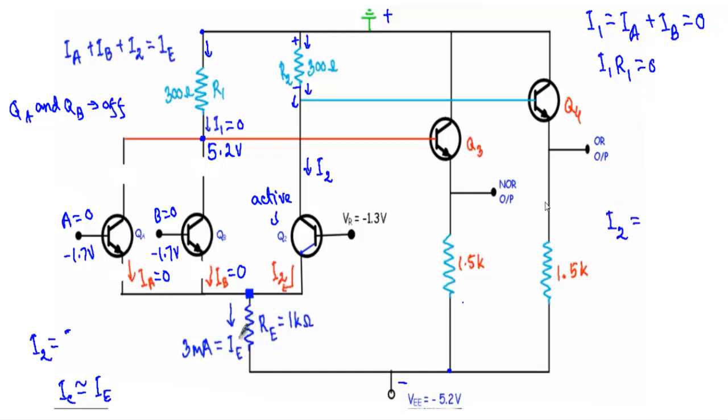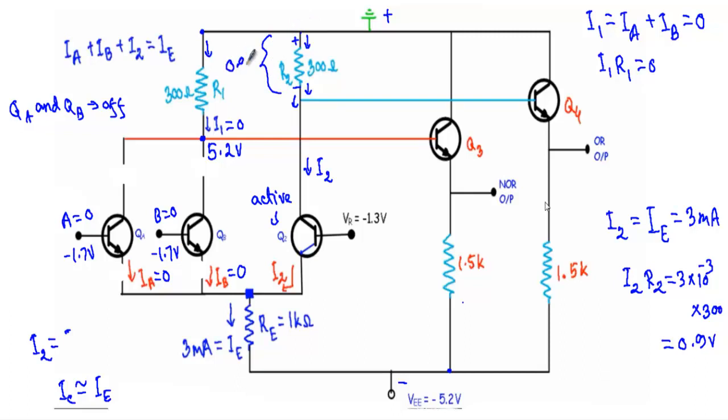Here the IE, which is equal to 3 milliampere, will flow through the collector terminal of the transistor Q2. Therefore our emitter current IE should be equal to our collector current I2, which is equal to 3 milliampere. Therefore I will get a voltage drop I2 R2. I2 is 3 milliampere and R2 is 300 ohm. So here I will get 0.9 volt between this terminal to this terminal, 0.9 volt.